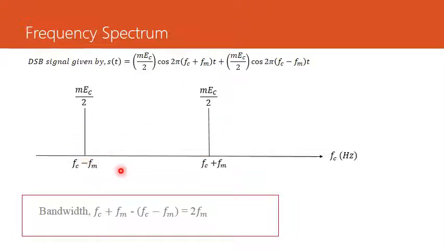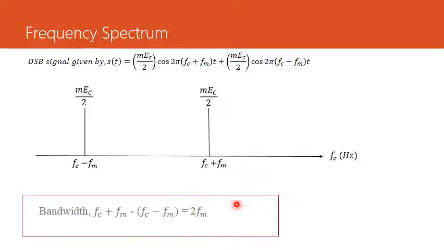So if you know the frequency spectrum, then we can easily find out the bandwidth. The bandwidth is equal to the higher frequency minus the lower frequency. In this spectrum, it is understood that the higher frequency is Fc plus Fm and the lower one is Fc minus Fm. So the bandwidth is equal to Fc plus Fm minus (Fc minus Fm). So this Fc got cancelled and the bandwidth is equal to 2 times Fm.